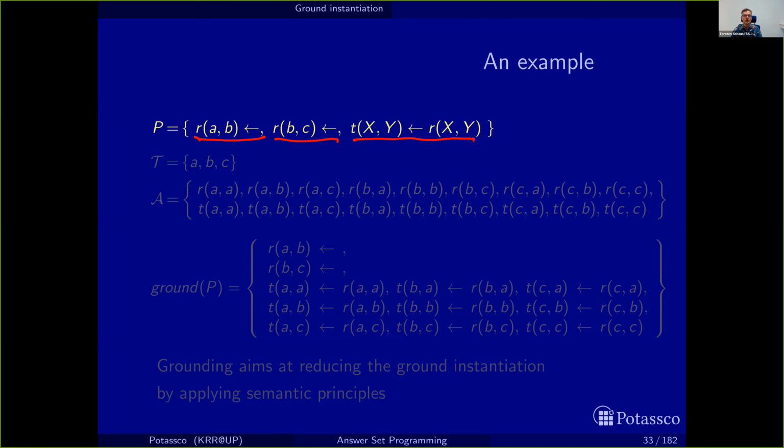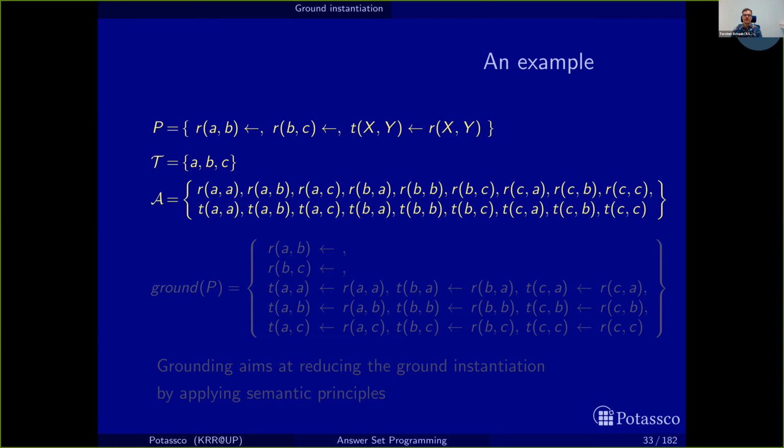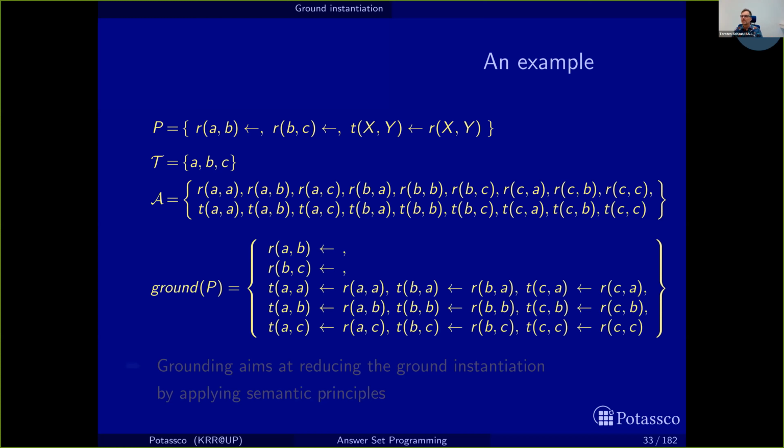So if we have this program, we have three terms, A, B, C, and I think 18 atoms. And our interpretations are in principle over these 18, so we have 2 to the power of 18 interpretations, theoretically, right? But this is very simple, and the grounder actually sees this. Let's see how this works. Now, this is the ground instantiation, right?